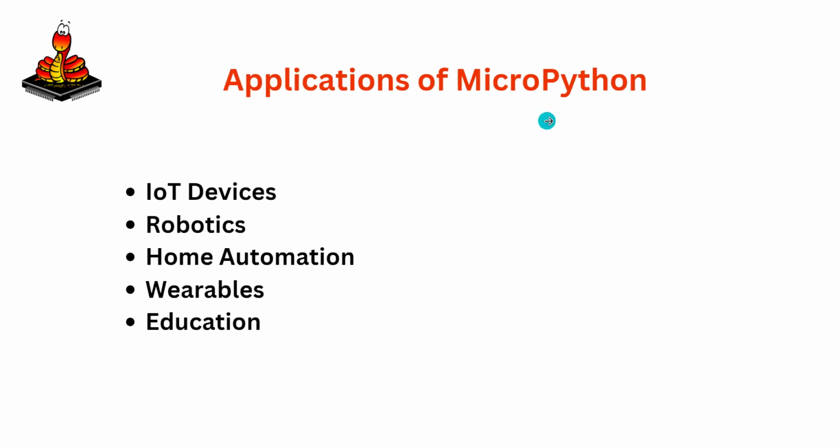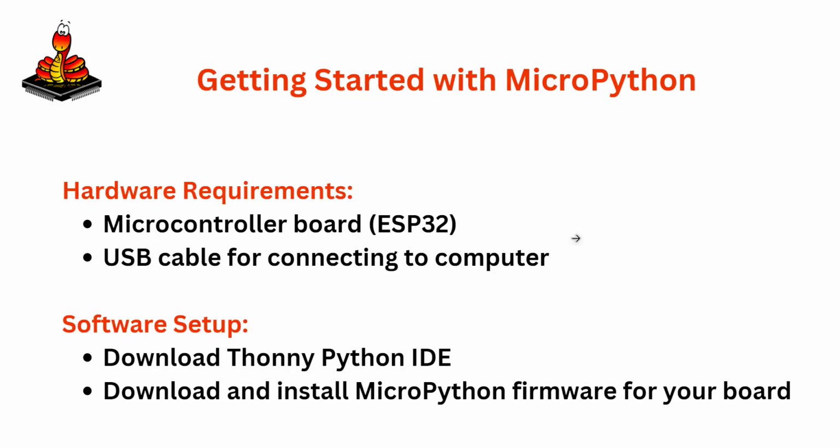So what are the applications of MicroPython? MicroPython can be used for writing programs in IoT devices, robotics, home automation, wearables, education, and many more. So to get started with MicroPython, there are two important requirements. One is hardware requirements, another one is software setup.